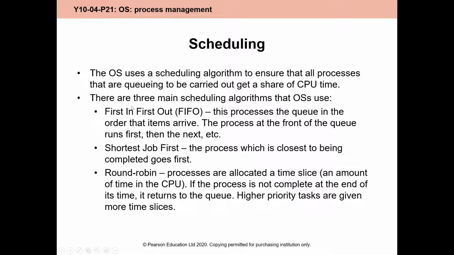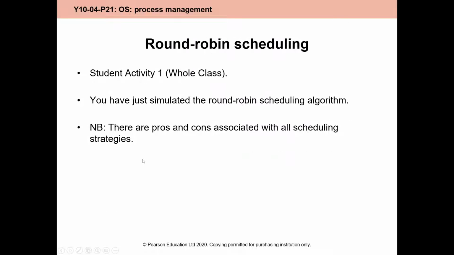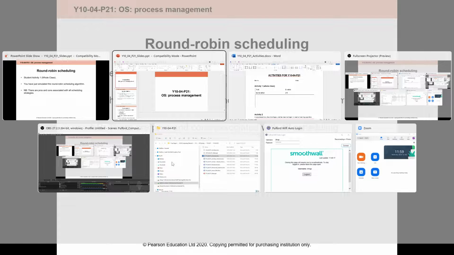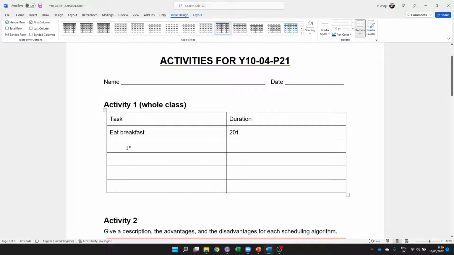Here are some scheduling algorithms. So we can have first in, first out, shortest job first, or round robin. So we're going to look at some examples of these. So in your Word document, you should have a list of tasks like eat breakfast. I'm actually going to get dressed before I eat breakfast. Get dressed, eat breakfast, cycle to school.